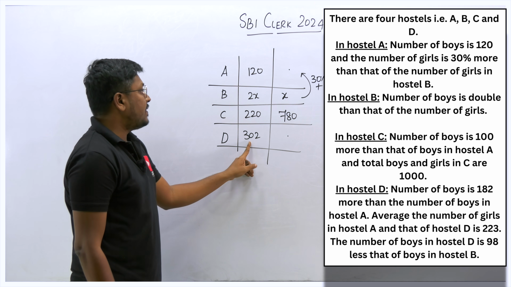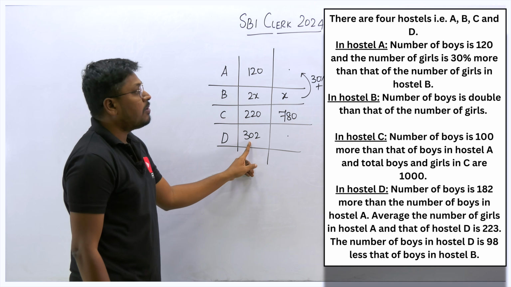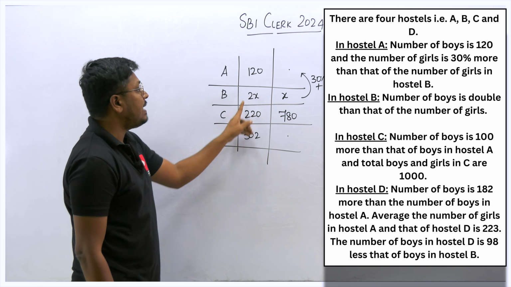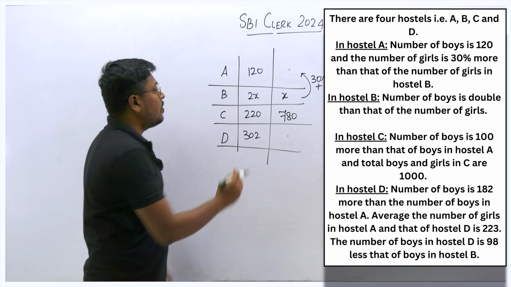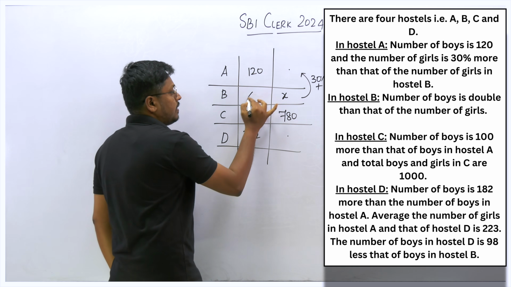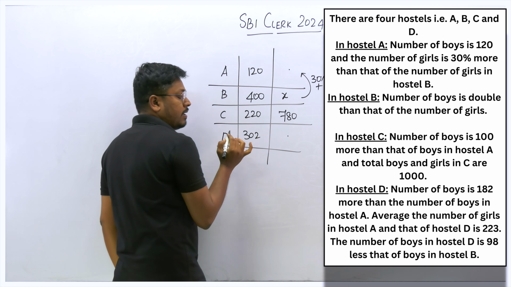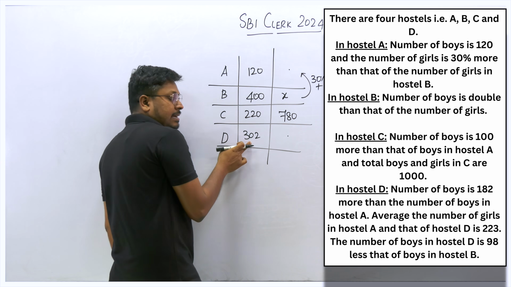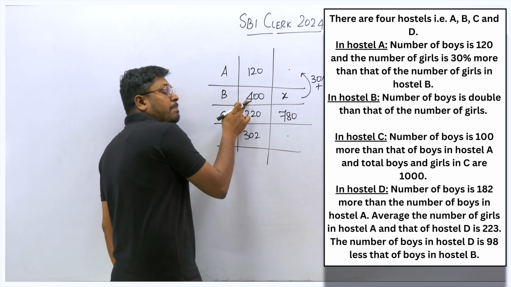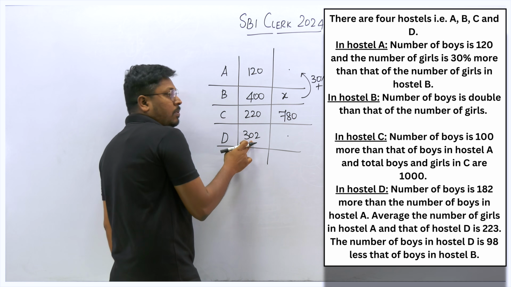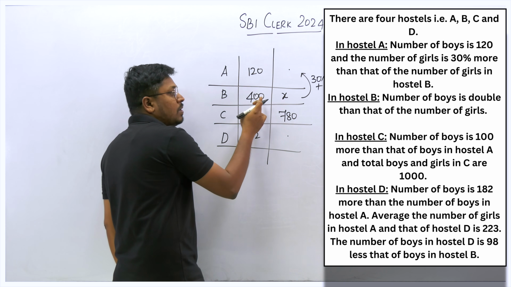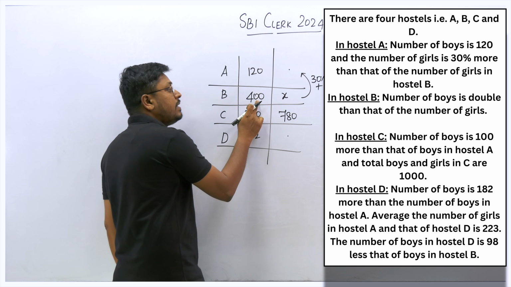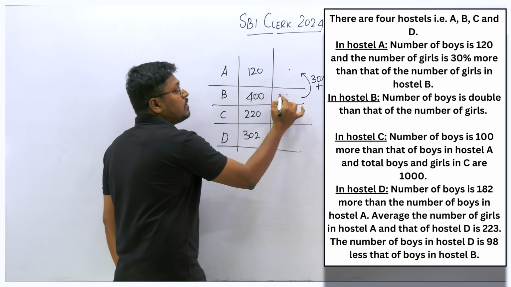So friends, just see here, what they are saying is the number of boys in hostel D is 98 less when compared to hostel B. So if it is 98 more, then this will be 400, right? So this value will be 400 because there are 98 less. So from 400, if you subtract 98, the result will be 302. And we already know that when compared to girls, boys are doubled. So if it is 400, then this will be 200.